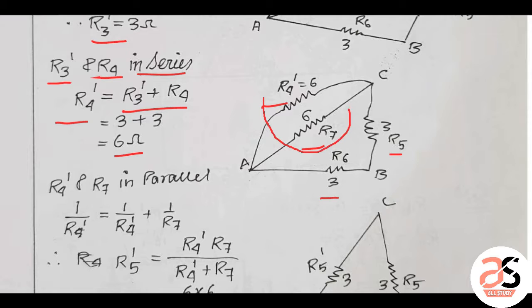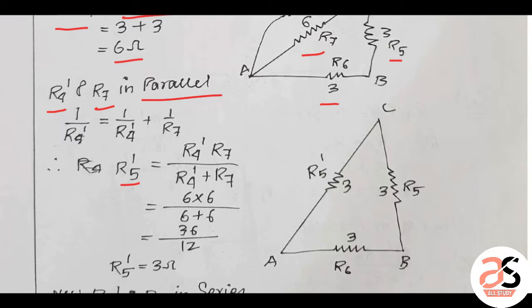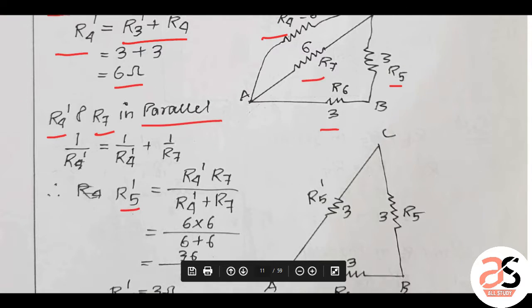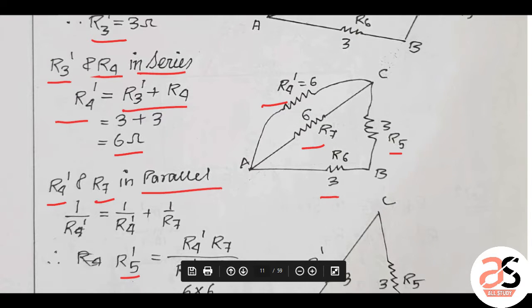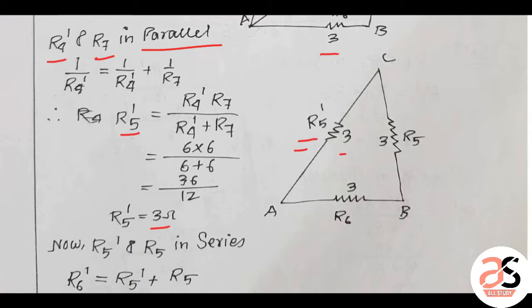Now these two are in parallel. So R4 dash and R7 are in parallel connection. So this will be 1 by R4 dash plus 1 by R7. This I have named R5 dash. So its final value is 3 ohm. So replace this part with R5 dash. So this is R5 dash, value is 3 ohm.